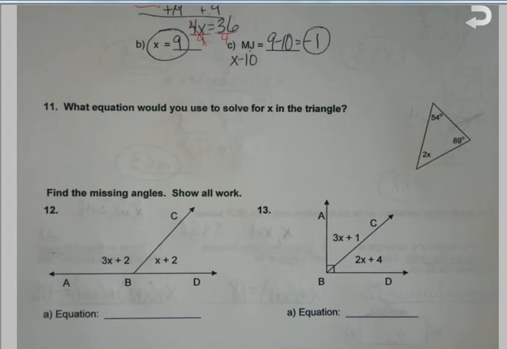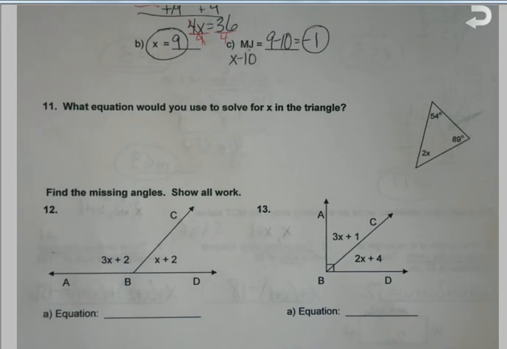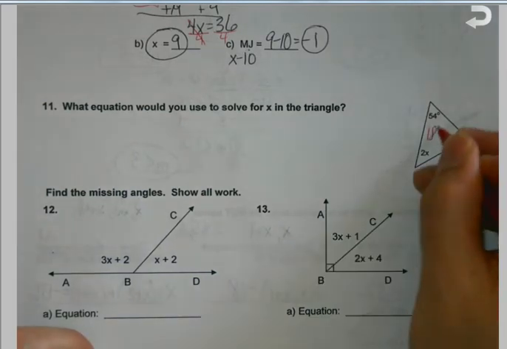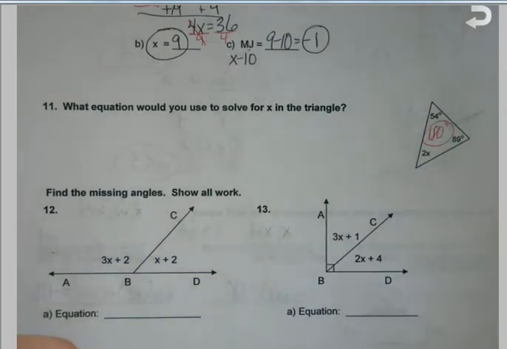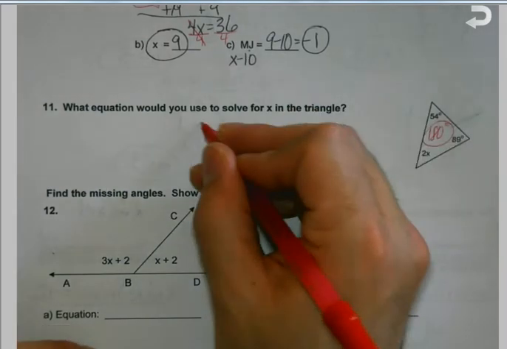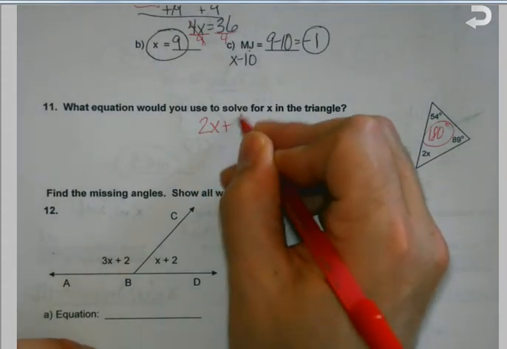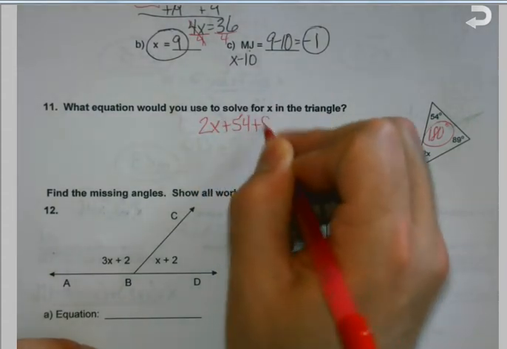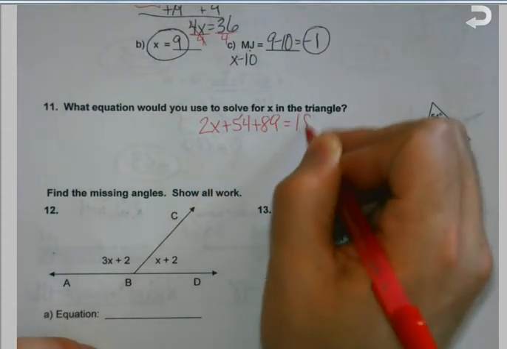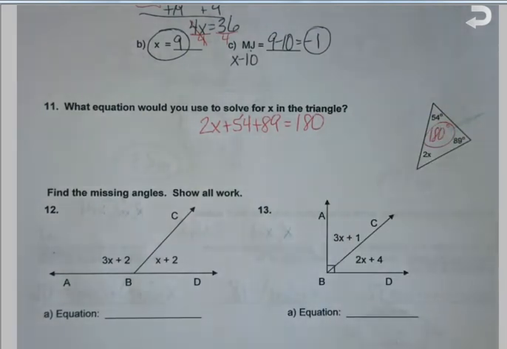All right. What equation would you use to solve for x in the triangle? How many degrees are there in a triangle? 180. So if there's 180 in the triangle and I have 3 angles, I would add up those 3 parts and set them equal to 180. Now I'm not going to solve it because it says what equation, but I am going to simplify it a little more.